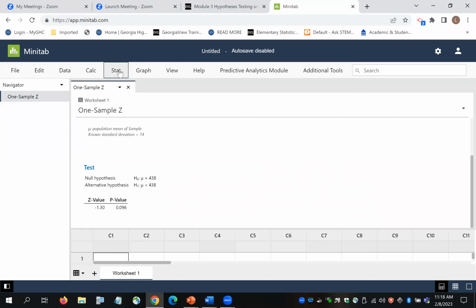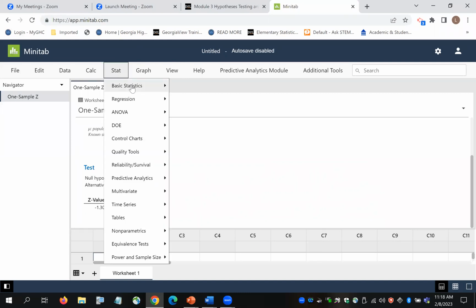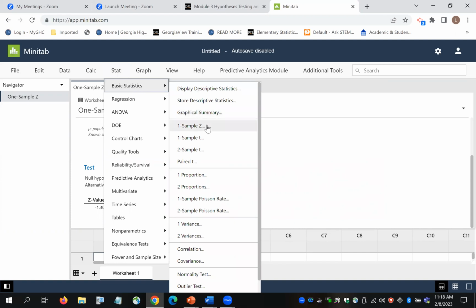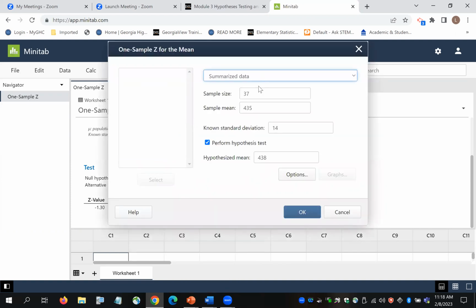Walking through again, Stat, Basic Statistics, One Sample Z. Again, we have summarized data. We tested 240 cars. The sample mean was 45.5. The known standard deviation was 1.1. That's the population standard deviation. We are performing a hypothesis test. My hypothesized mean was 45.6. All of that information is given in the problem.